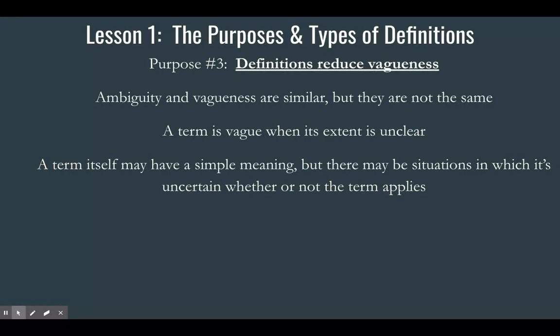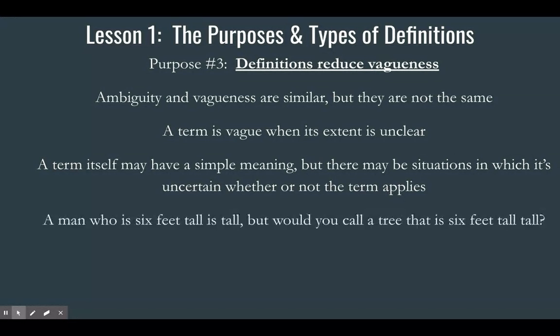So the term may have a simple meaning, but there may be situations in which it's uncertain whether or not that term applies. Soon may not be the best word to use if I'm not going to be home for 2 hours. So think about 6 feet tall. If a person was 6 feet tall, we'd say, yeah, that's a tall man. But would you describe a tree that was 6 feet tall as tall? That's a pretty short tree, right? So maybe tall is not the best word, even though they're both 6 feet tall, because they're different things. The meaning of tall is vague.